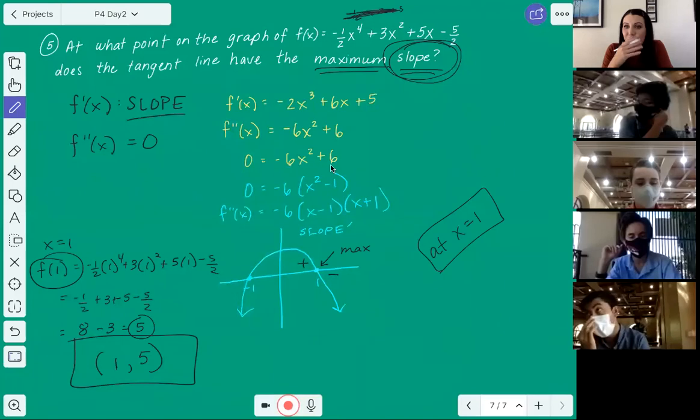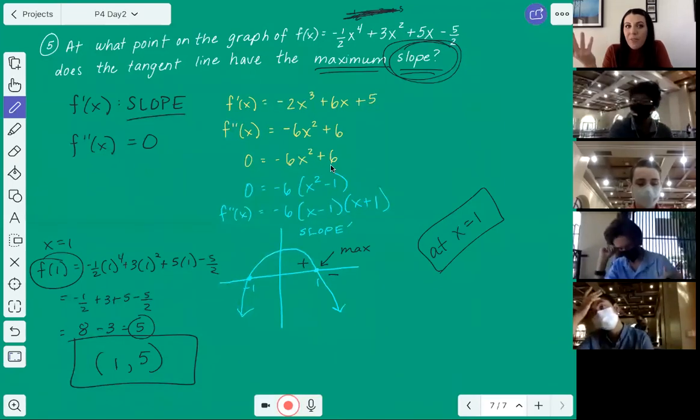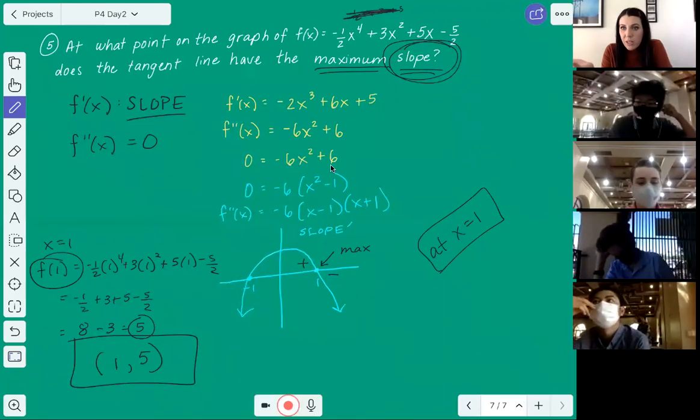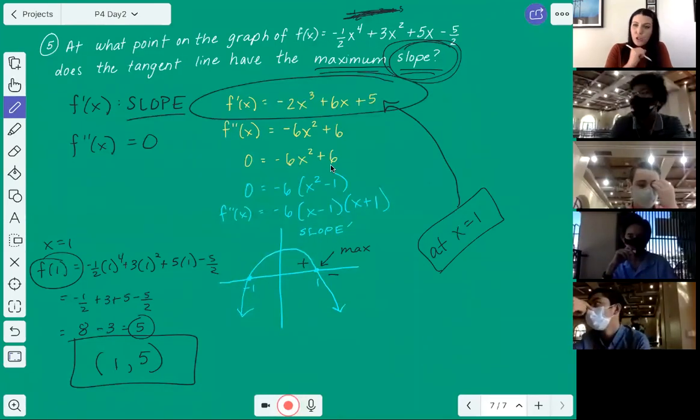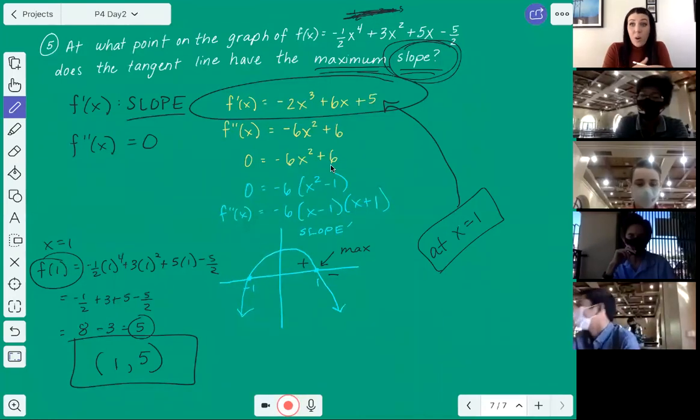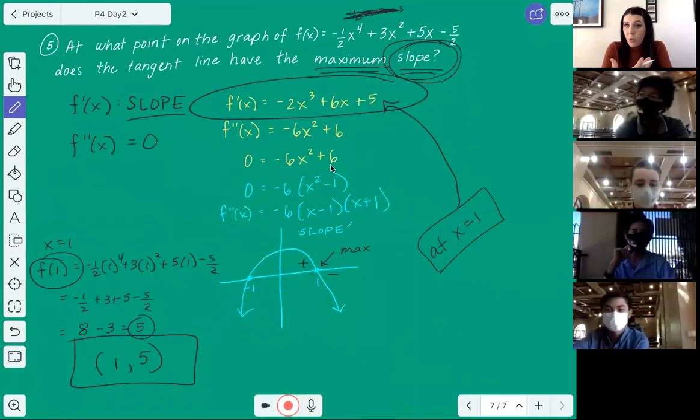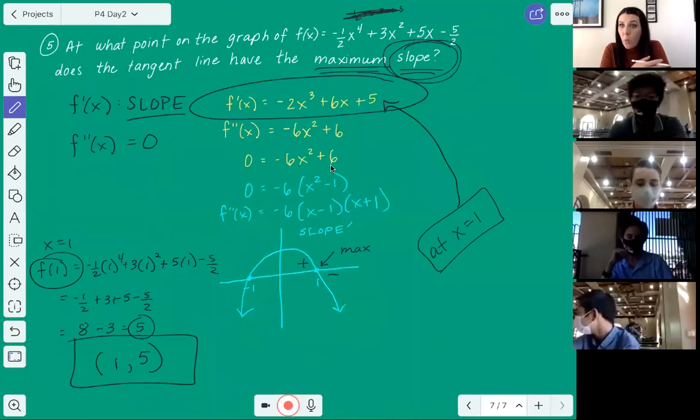Yes, exactly. So what you're saying is we need the output value of our slope equation, if that was the question, which would mean I would plug this into our first derivative, right? Our first derivative is our slope equation. If I said, what is the maximum slope? You would find f prime of 1, the slope at 1. We know that that's where the maximum slope happens. To find out what that value is, we would plug it into our slope equation.